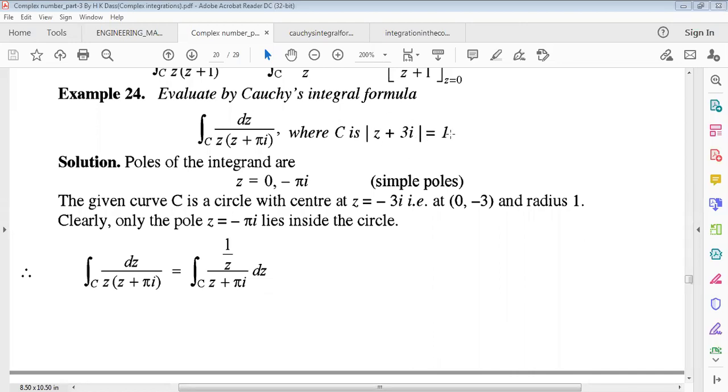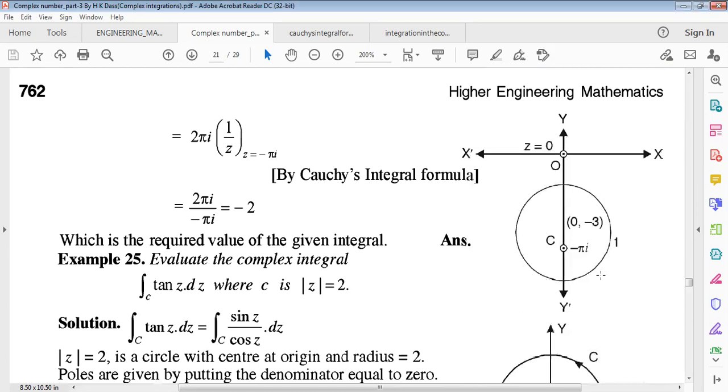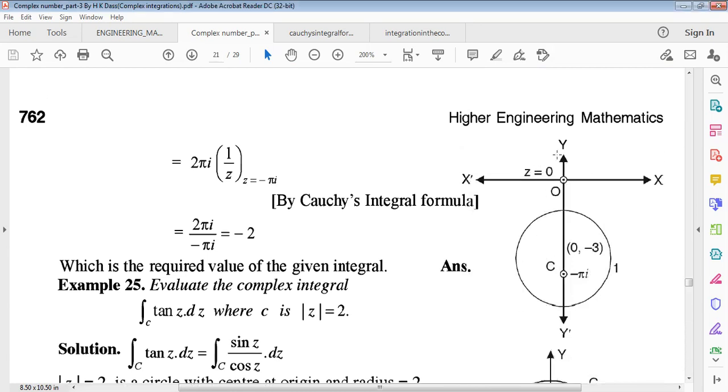This circle |z + 3i| = 1 gives the center (0, -3) and radius 1. We can easily plot this. This is the graph of that circle, and the point -πi.